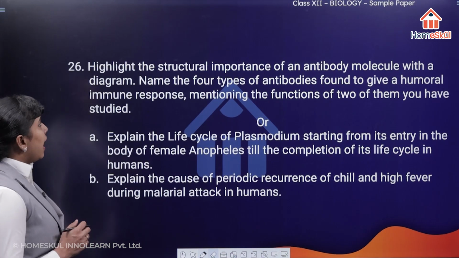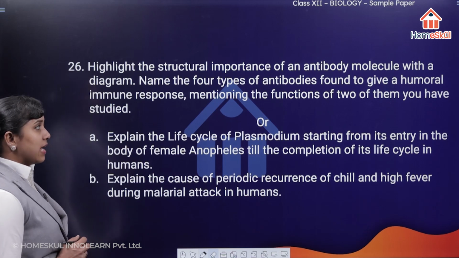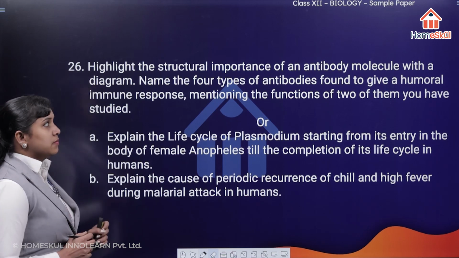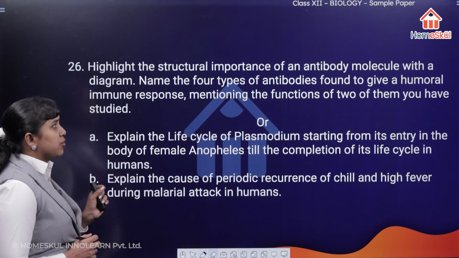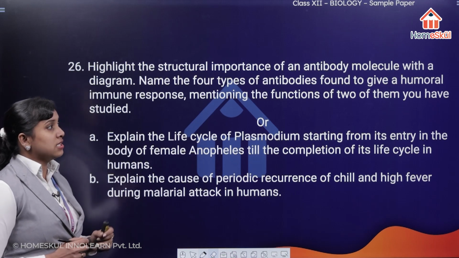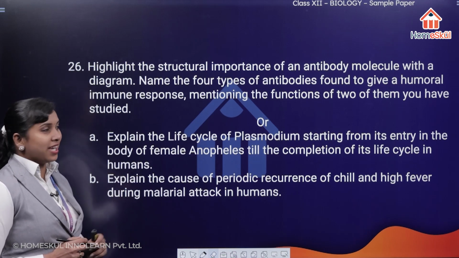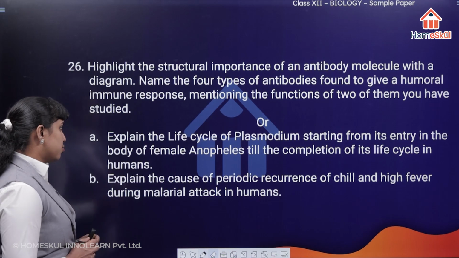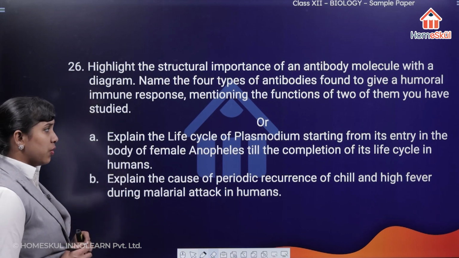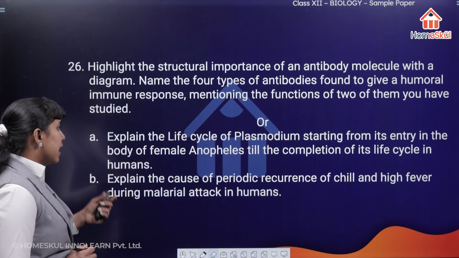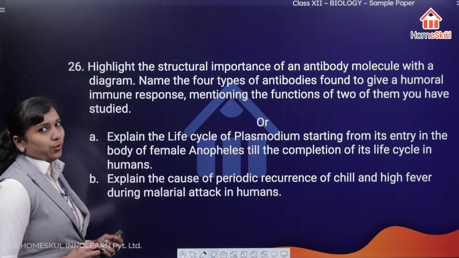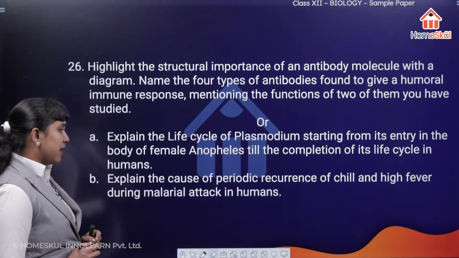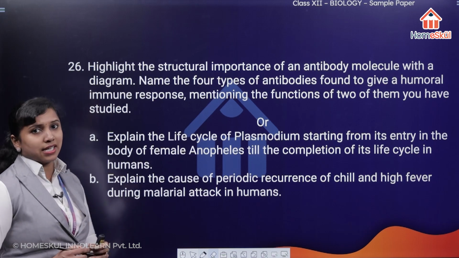Next question. Highlight the structural importance of an antibody molecule with a diagram. Name the 4 types of antibodies found to give a humoral immune response, mentioning the functions of 2 of them you have studied. Okay, and it is having an OR question also. Let us see that too. Explain the life cycle of Plasmodium starting from its entry in the body of female Anopheles till the completion of its life cycle in humans. Okay, and B, explain the cause of periodic recurrence of chill and high fever during malarial attack in humans.